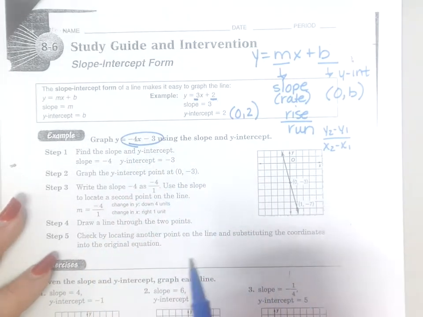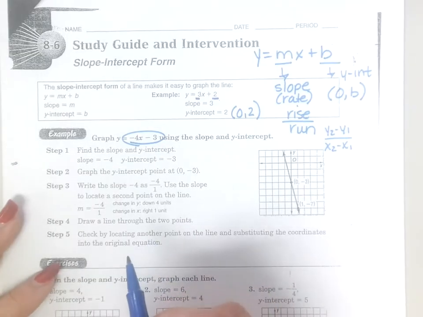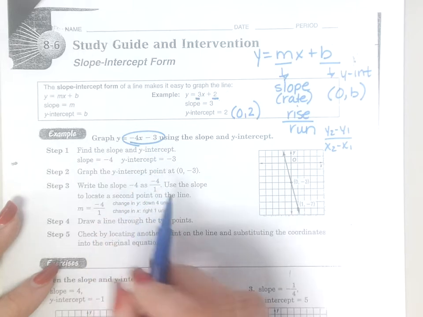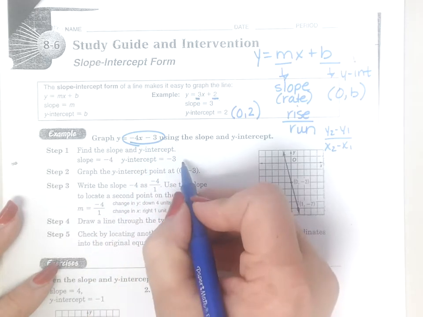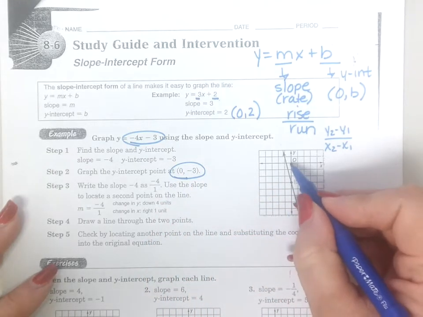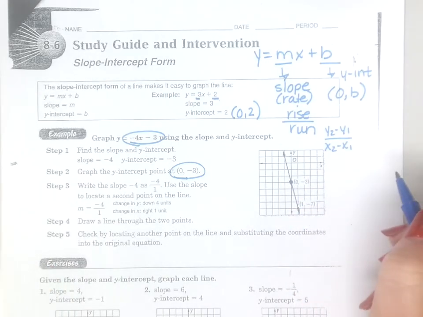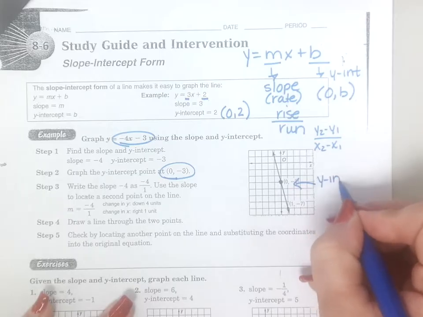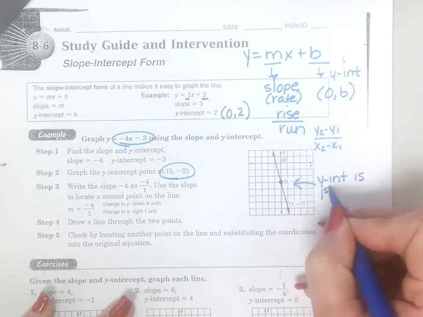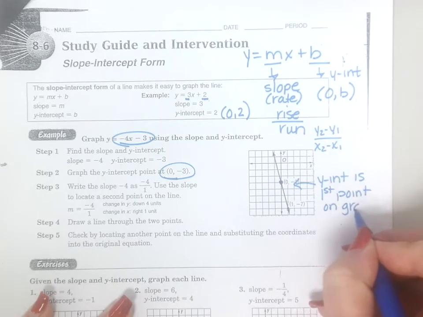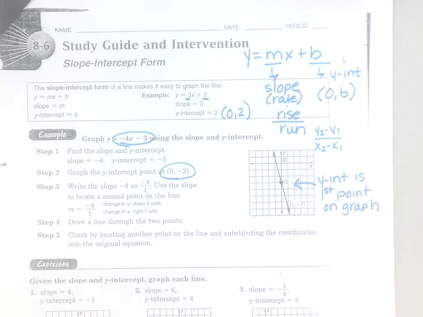To graph it, you need to first figure out where the y-intercept is. The first step is to make sure you find the y-intercept. So the y-intercept is -3. This is where it's being graphed, right? (0, -3). So the first point is (0, -3). Point number 1 is the first one. So I'm going to put a note there: y-intercept is first point on graph. Okay, that's the first one.